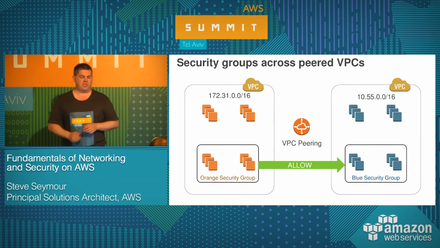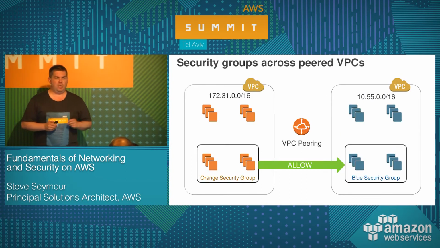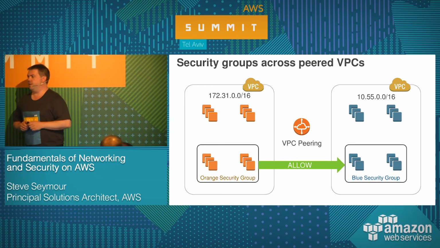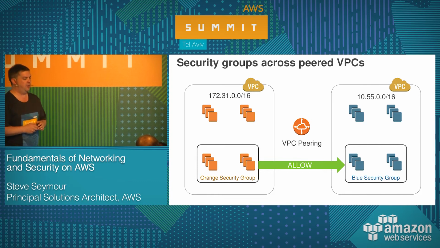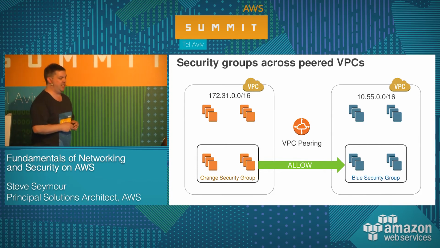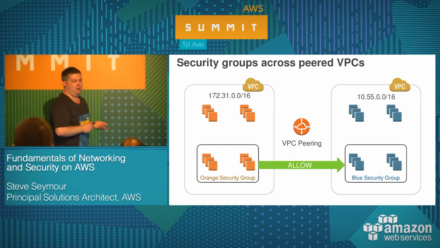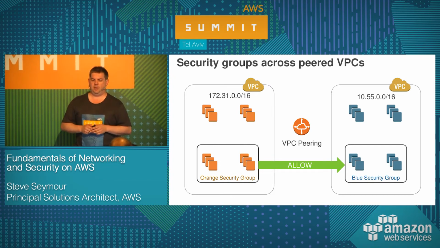So how do you use VPC peering? Well, here we've got two completely separate VPCs. The first thing you'll notice is the IP address space for these two VPCs does not overlap. So these are two separate /16s. We have the orange VPC on the left, we have the blue VPC on the right.